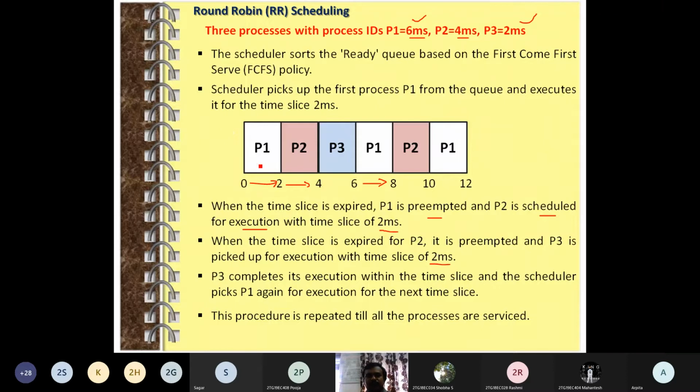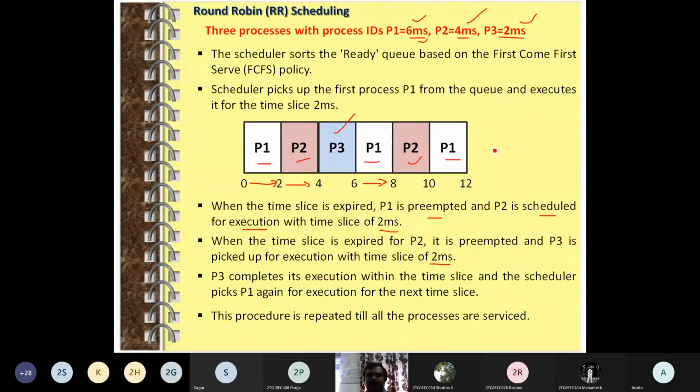So you can observe here P1 executes 3 times with a time slice of 2 milliseconds. So 3 into 2 is nothing but the total completion time of 6 milliseconds. What about P2? P2 is executed 2 times. First time 2 milliseconds, next time another 2 milliseconds, so in total it is 4 milliseconds. What about P3? It is executed only 1 time, because the time slice is 2 milliseconds and it needs only 2 milliseconds to execute its task. So P3 appears only 1 time.